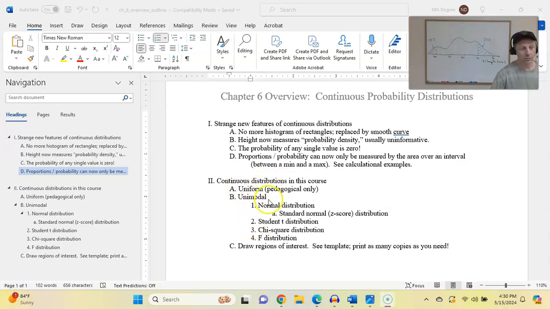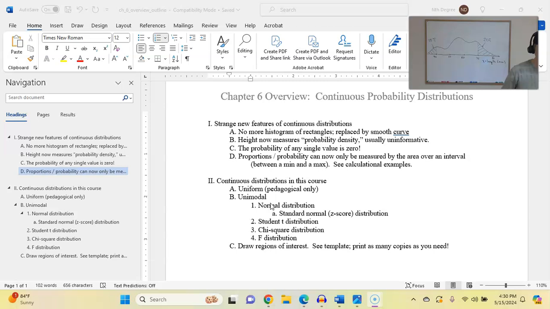Distributions in this course will be unimodal. That means that there's one mode or one peak somewhere along the curve. And those are very valuable for us to work with because they have tails. They taper off on both the left and the right, which means that they have significantly small values and significantly large values. And that's what we're going to be really concerned with. So there are a few of these that we're going to work with. The normal distribution, including its special case, the standard normal distribution, aka z-score distribution. And then there are a few others that we've never mentioned before. The student t distribution, the chi-square distribution, and the f distribution.